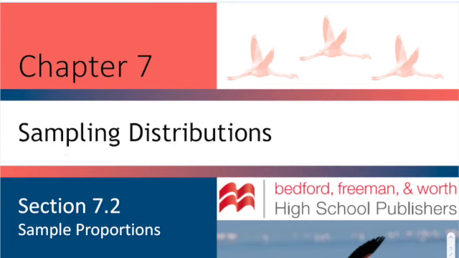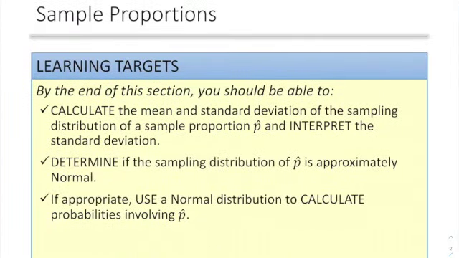In section 7.2, we're talking about sample proportions. So the three learning targets are: calculate the mean and standard deviation of a sampling distribution of a sample proportion and interpret the standard deviation; determine if the sampling distribution of p hat is approximately normal; and then, if it's appropriate, use a normal distribution to calculate probabilities involving the sample.